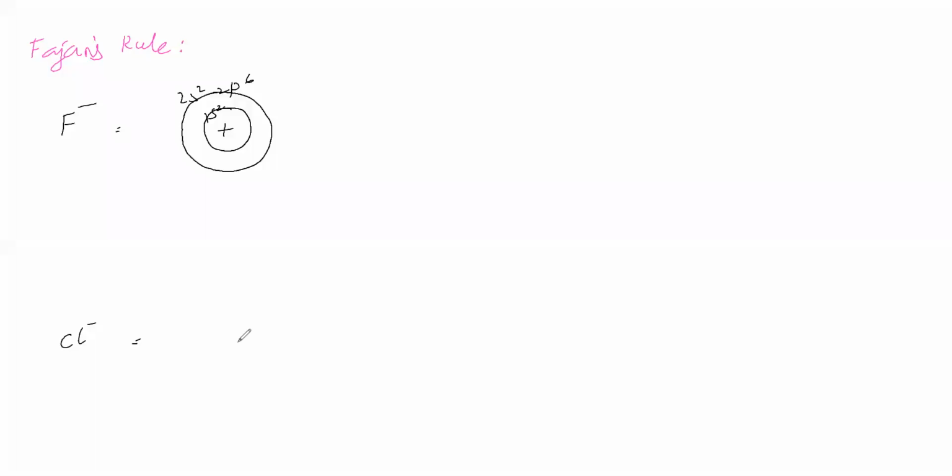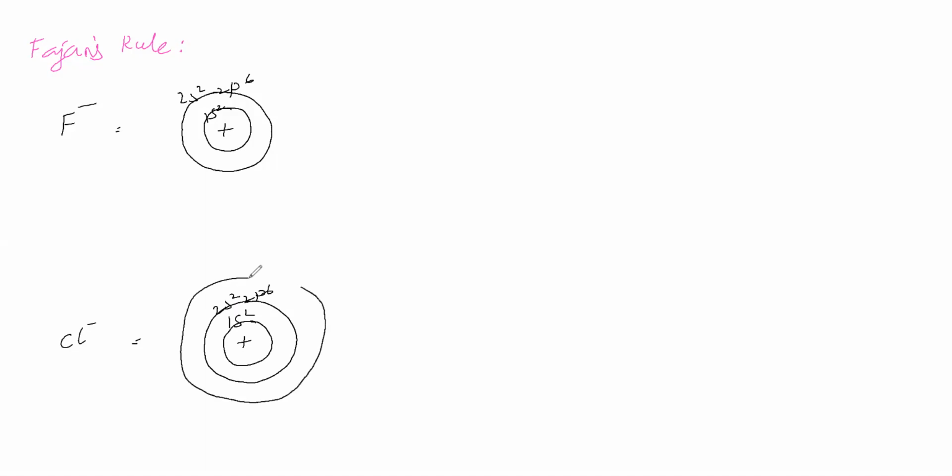Cl minus electronic configuration. First we have written nucleus, then we write 1s2, then 2s2, 2p6, then 3s2, 3p6. This is Cl minus.